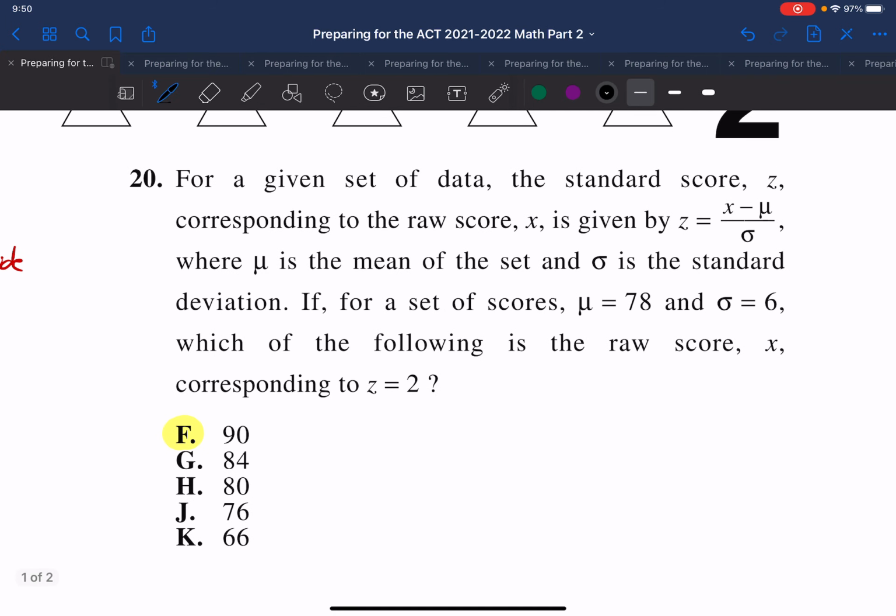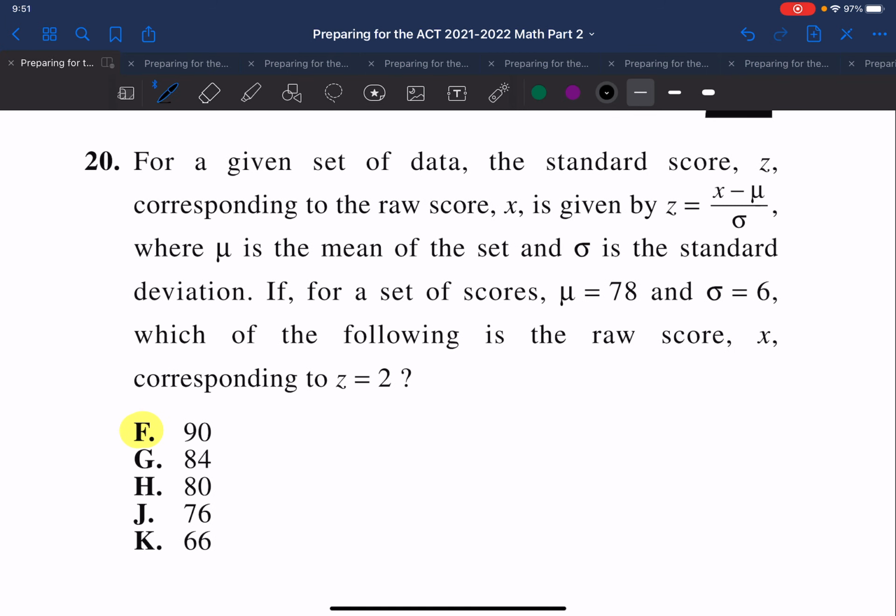So number 20. For this one, the key thing is that we are given this formula right here. And what they've given us is these numbers are equal to these different characters. And if you don't know what they are, that's okay. You don't need to know them. All we need to know is we've got a formula and we have these numbers to plug into our formula.